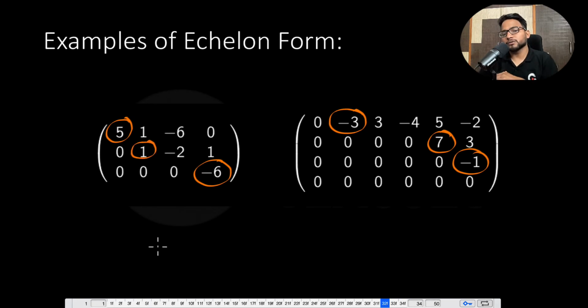But there is good news. The good news is that you don't need to worry about these 3 conditions again and again. You can immediately check by just circling out the leading entry. Once you circle out the leading entry, that is also called the pivot element. I will tell you about it.